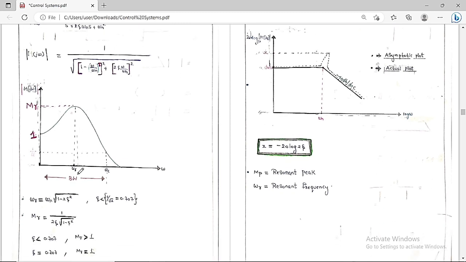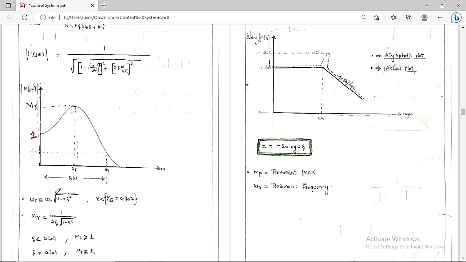What is the meaning of resonant frequency? It is the frequency at which the magnitude value will have its highest value, the peak value. This peak occurs at a certain frequency that is called the resonant frequency, and this peak value is the resonant peak. So the magnitude of M of j omega reaches its peak at a particular frequency, called the resonant frequency, and this peak value is called the resonant peak.